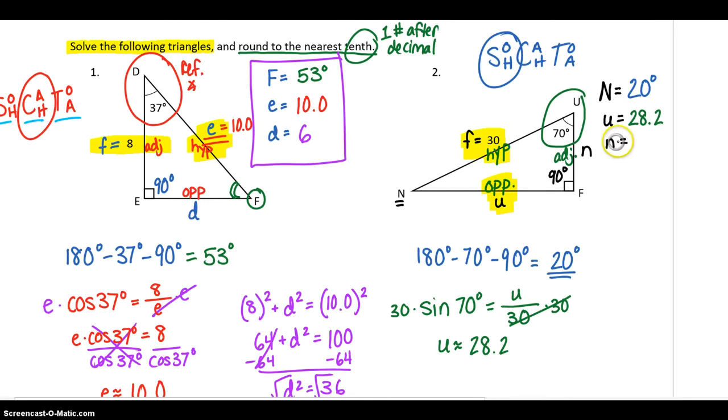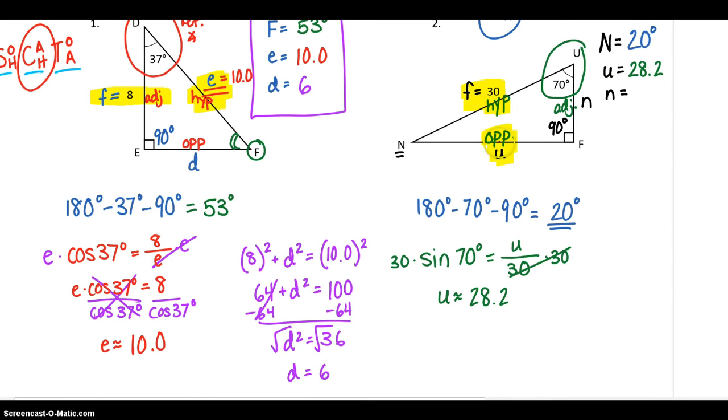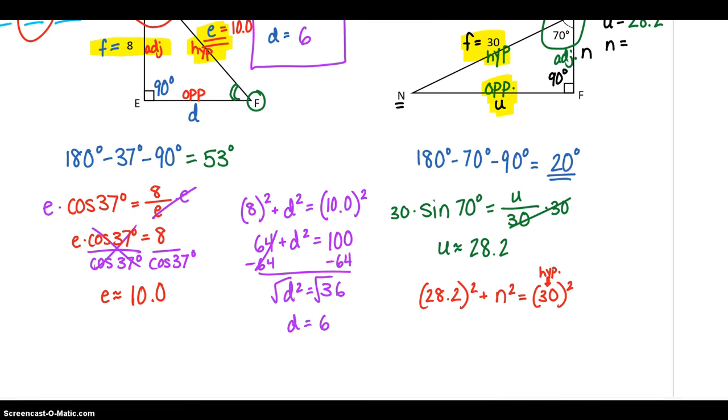Alright, last piece is side n. Once again, now I have two sides. I know u and I know f, so to solve for side n, I can use Pythagorean Theorem. So, let's see, I know one of my legs, that's 28.2, so that squared, plus my other leg, so that's n squared, equals my hypotenuse squared. Remember, this number over here always has to be the hypotenuse. Just a reminder. Alright, and then we can use our calculator to help us with this.